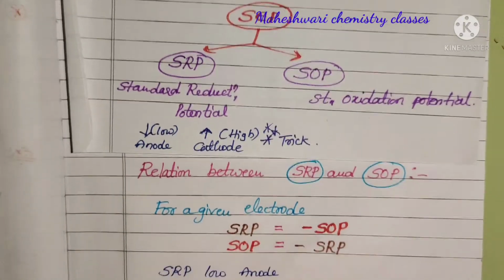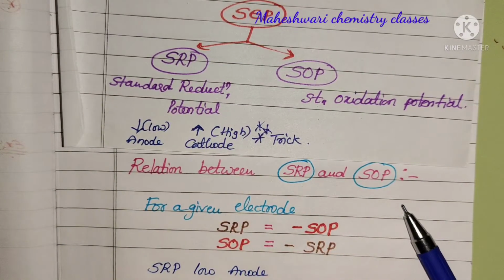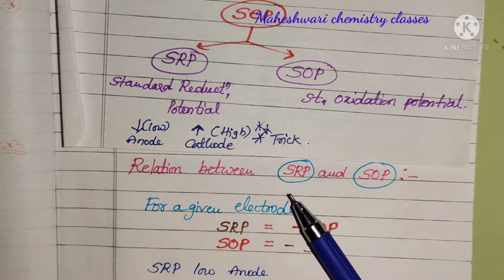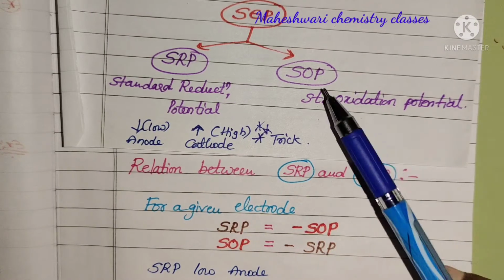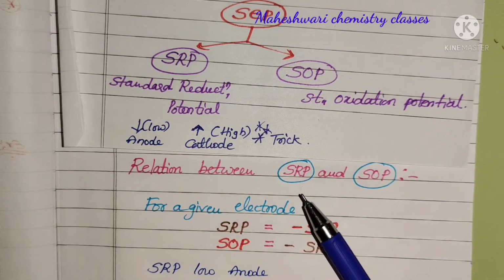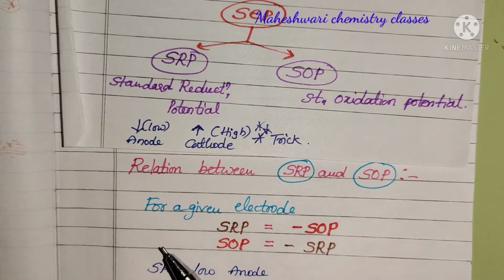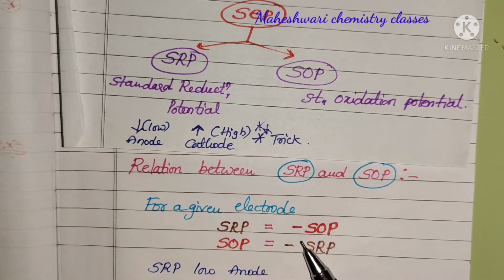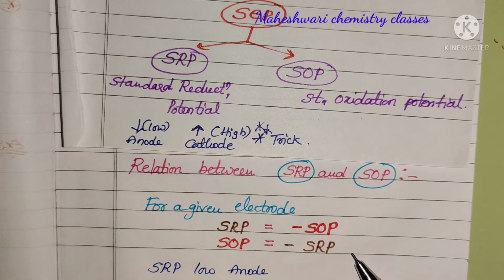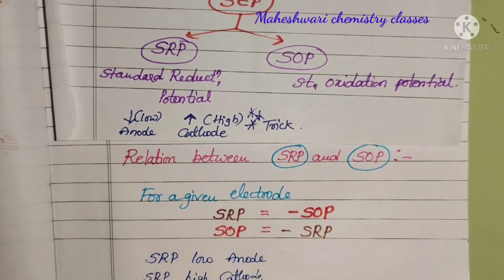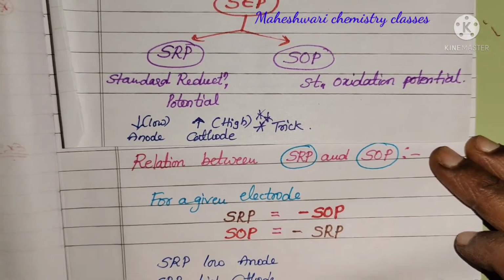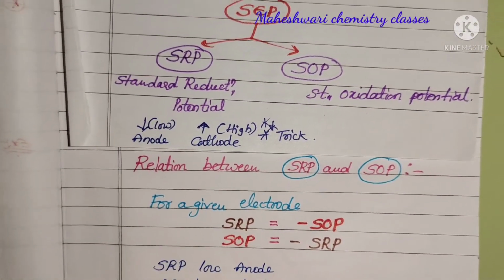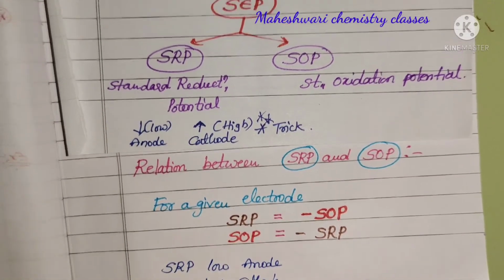Next, the relationship between SRP and SOP. SRP is the standard reduction potential value, SOP is the standard oxidation potential value. Both are completely opposite. So for a given electrode, if SRP is given, SOP is completely the minus of it. SRP equals minus SOP, SOP equals minus SRP. You have to remember it like this. Next, if SRP is low, that is anode; if SRP is high, that is cathode.